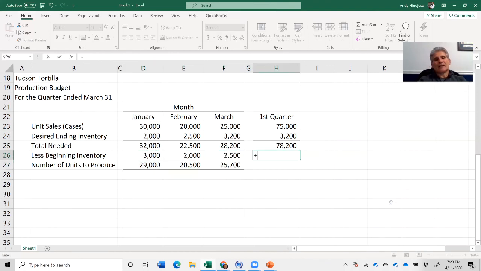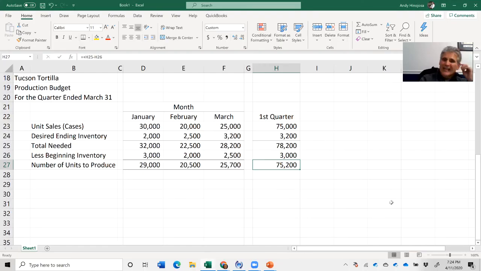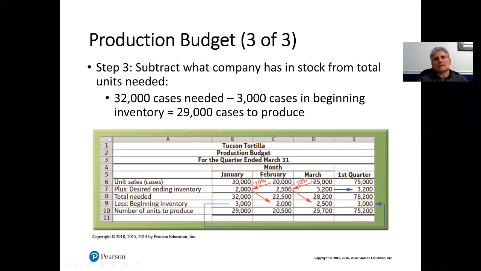Again, the beginning inventory for the first quarter is going to be the 3,000 that started at the beginning of the quarter, right? So that's going to be 3,000 units, and then 75,200. So that's what we need to produce, 75,200. And just so that you know, the beginning inventory for January is going to be our beginning inventory for the quarter, and that's why you'll see in the slide the arrow of this coming all the way from here all the way over.